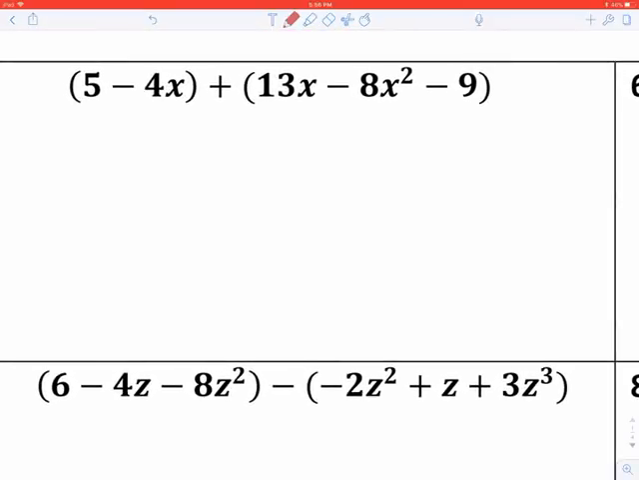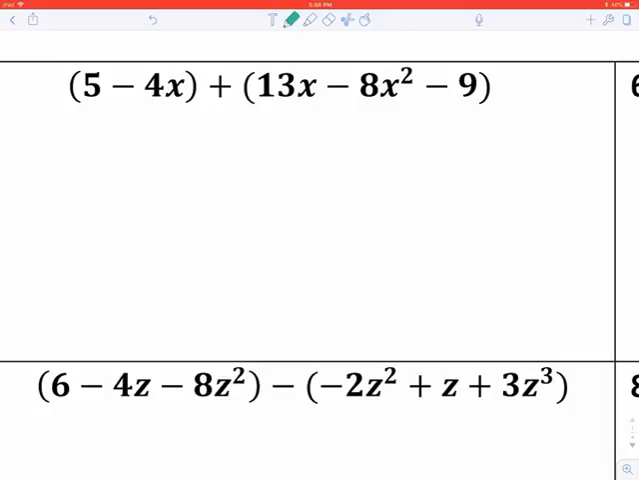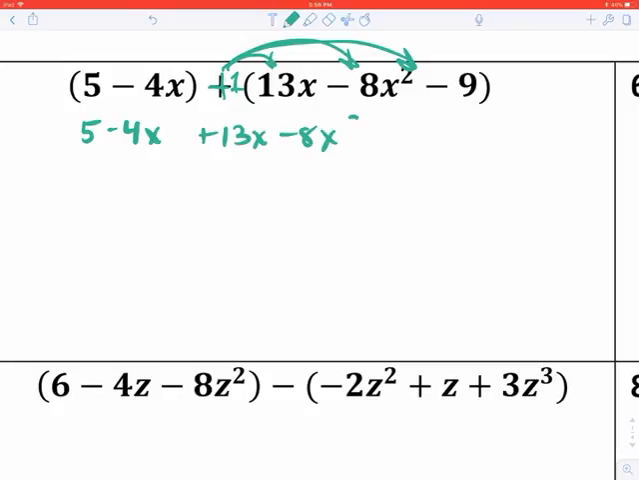Okay. Let's zoom in and let's check out number 5. Here, there are parentheses. I can drop them in a moment, but I have to be careful that none of the signs would change when I drop them. And because this is a plus right here, if I was to distribute this plus, or positive 1, to all 3 of these, it would not change any of the signs. So I'm going to go ahead and write this as 5 minus 4x plus 13x minus 8x squared minus 9.